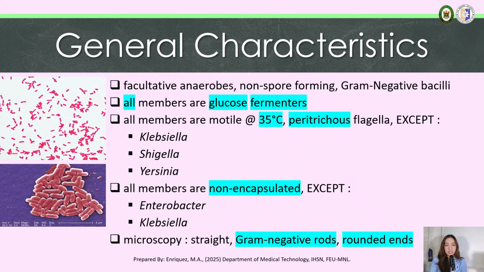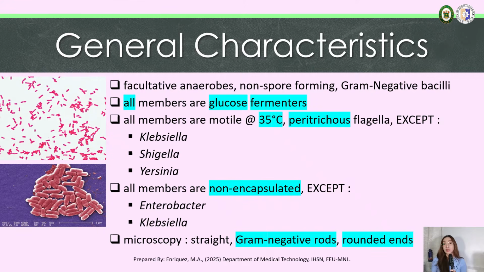All members of Enterobacterales are glucose fermenters. So, if the organism was not able to ferment any of the sugars present in the TSI, then this is most likely not a member of Enterobacterales.